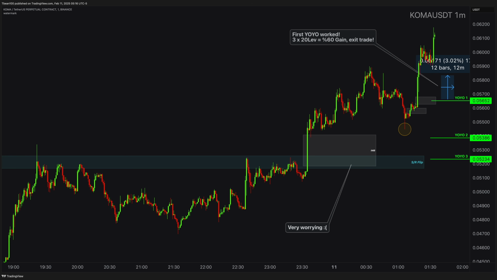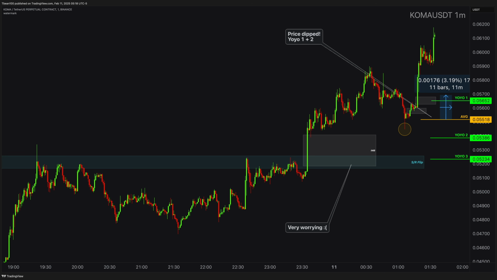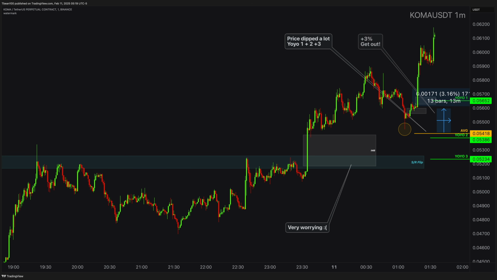Now, if the first order works, you shall not get greedy. Get your 3% move, and if you use 20x leverage, it should give you around 6% profits and then exit. If the price dips further and gets your second order, an average is created here. Again, the only thing you should care for is a 2 to 4% move at most. Get in, get out, get in, get out. If all three orders hit, now you have a big average here. Again, the same, looking for a quick move to get out of the trade. I hope that everything makes sense until this point.